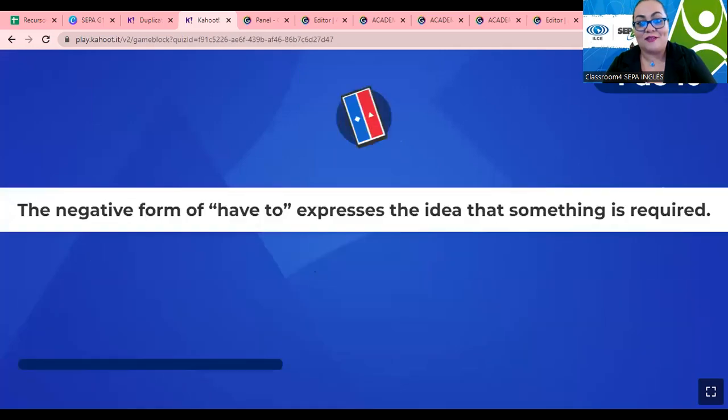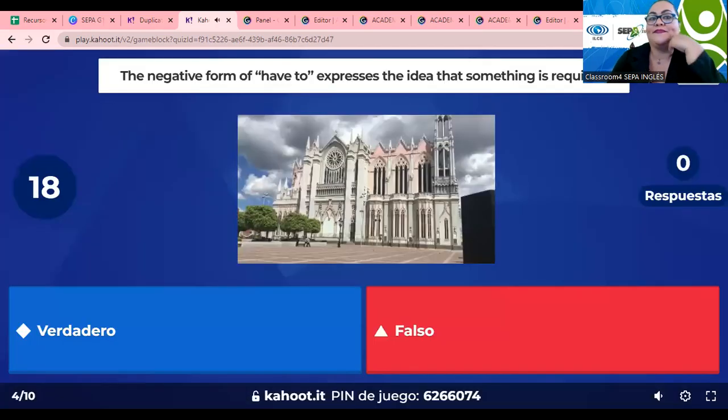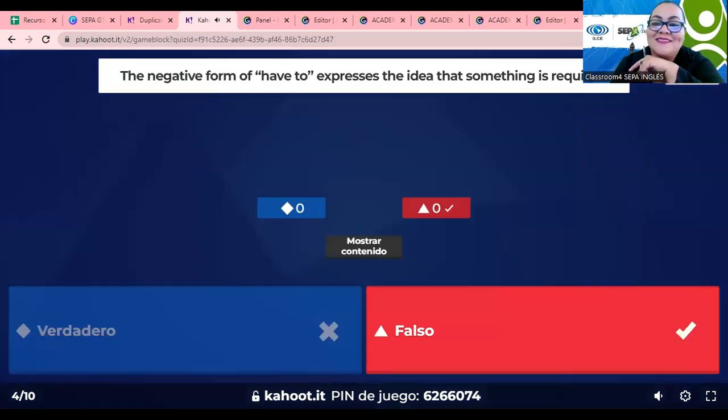Verdadero o falso, okay. The negative form of have to expresses the idea that something is required. True or false? And the answer is false.